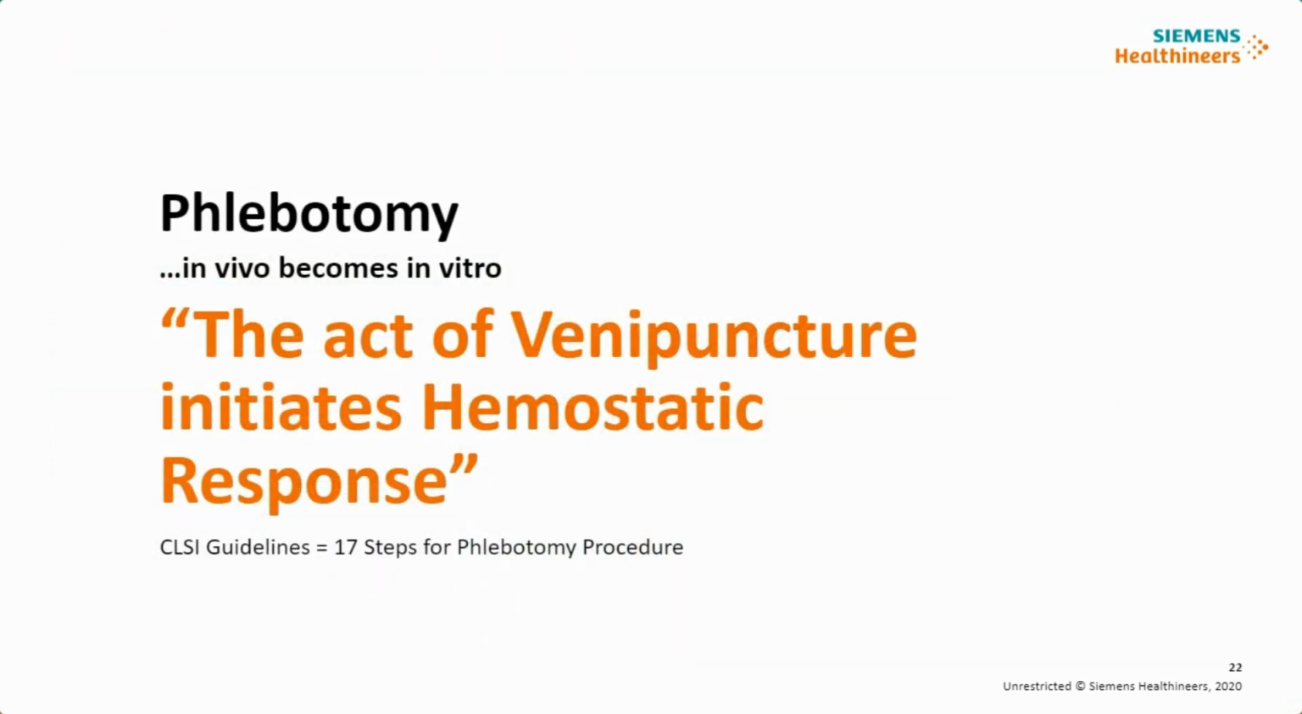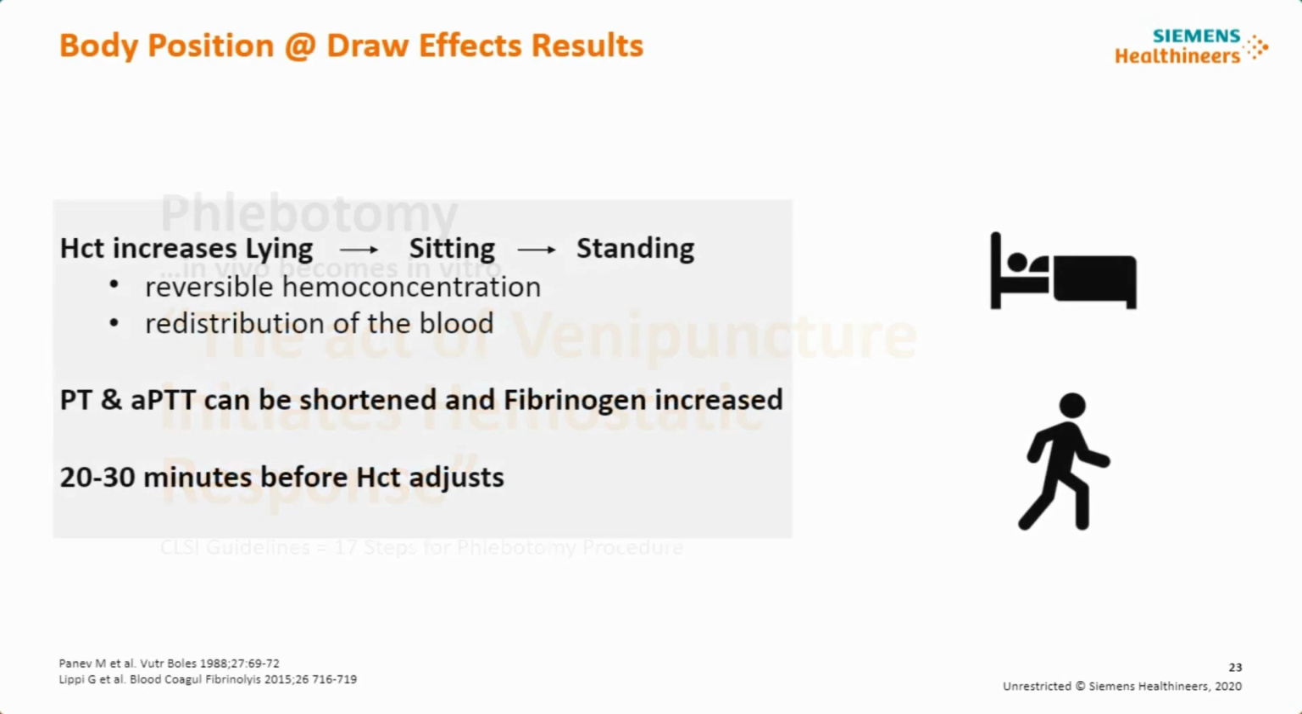So if you look at the definition of a phlebotomy, it's the act of venipuncture that initiates the hemostatic response. It's exactly what happens. As the needle penetrates the skin, it activates the coagulation cascade. So it's important to follow specific guidelines that allow us to minimize that effect when we take that sample and put it into our designated tube. But we also have to be wary of the body position.